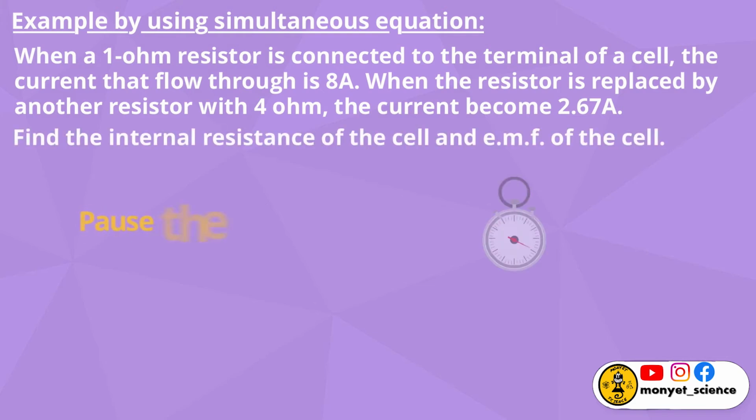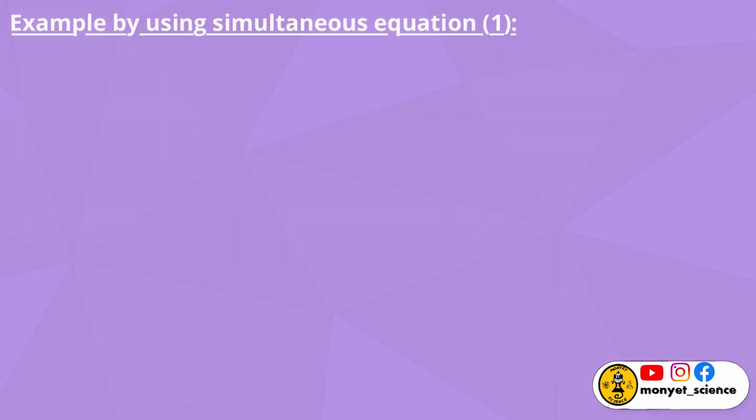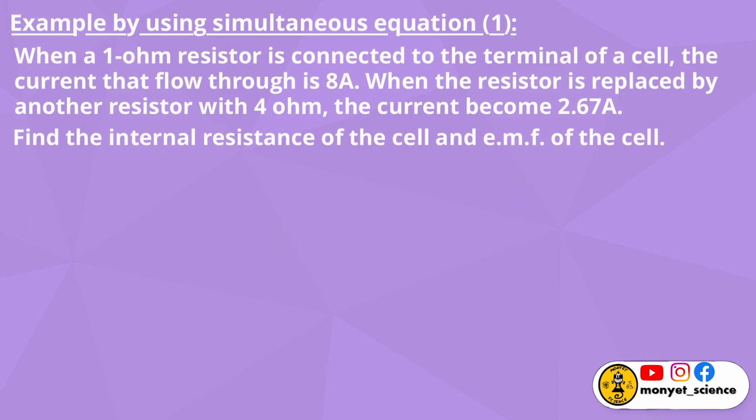Let's look at an example that uses the simultaneous equations method. When a 1 ohm resistor is connected to the terminals of a cell, the current that flows through is 8 amps. When the resistor is replaced by a resistor with 4 ohms, the current becomes 2.67 amps. Find the internal resistance of the cell and the EMF of the cell. Please pause the video to try it yourself.